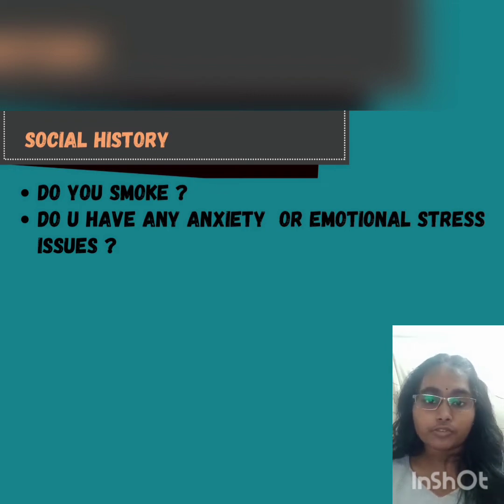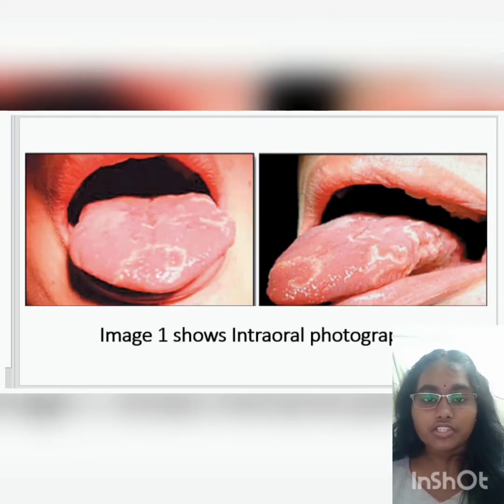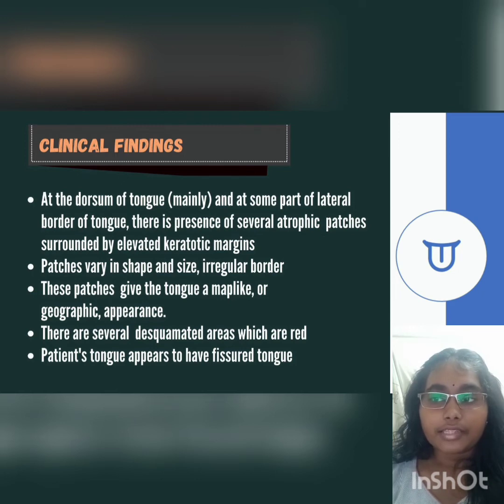So then I'll go into the intraoral examination findings. Based on the patient's condition as shown in the photograph, the clinical findings are that the dorsum of the tongue and left part of the lateral tongue have atrophic patches surrounded by an elevated keratotic margin. It varies in size and shape and has an irregular border. The lesion has a map-like or geographic appearance. There are desquamated areas which are red, and the patient has a fissured tongue.